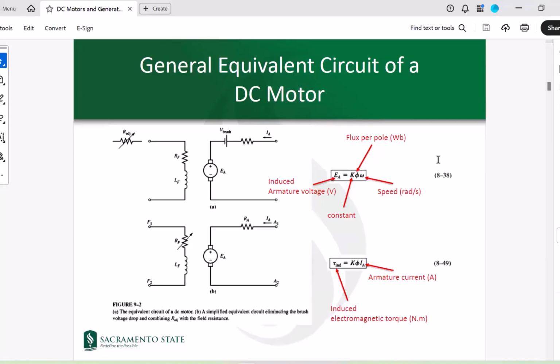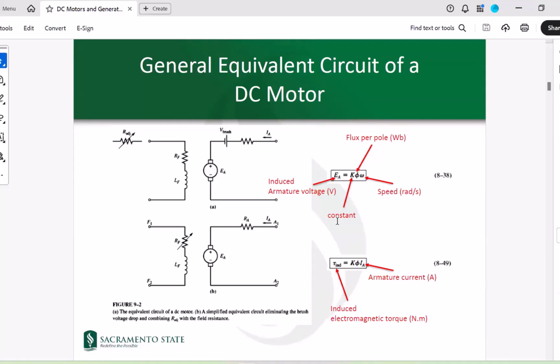Now, we had two major equations in the DC machines. One was associated with the voltage induced in the DC machines, which was a function of the flux per pole, the speed of the machine, and a constant K, which depended on how we construct the machine: how many conductors we have, how many coils, how many conductors per coil, how many parallel circuits, and so forth. So that K would be determined.